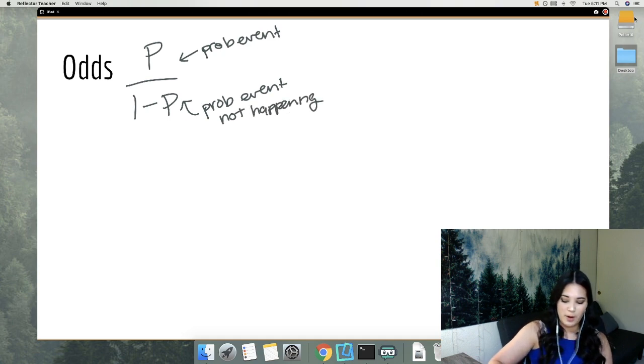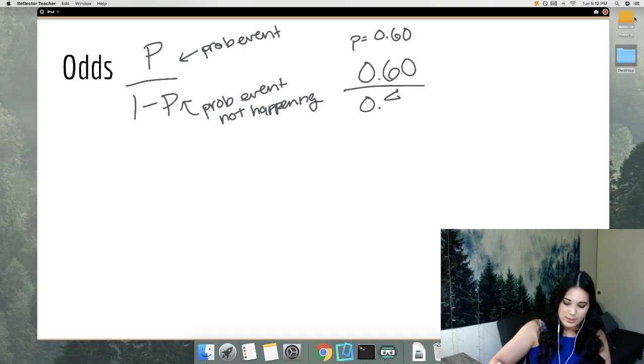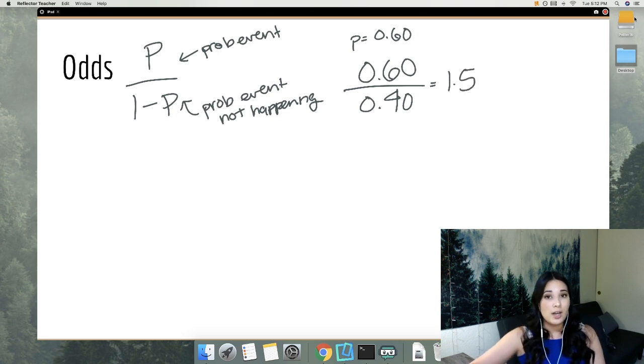So if his probability is 0.60, or in other words 60%, then the odds would be 0.60 divided by 0.40. And if I did all the math, you can pull out your calculator if you want, I get that the answer is 1.5, which means the odds of this person scoring a goal is 1.5, which means it's 1.5 times more likely that this person will score a goal than not. Let's look at another example.